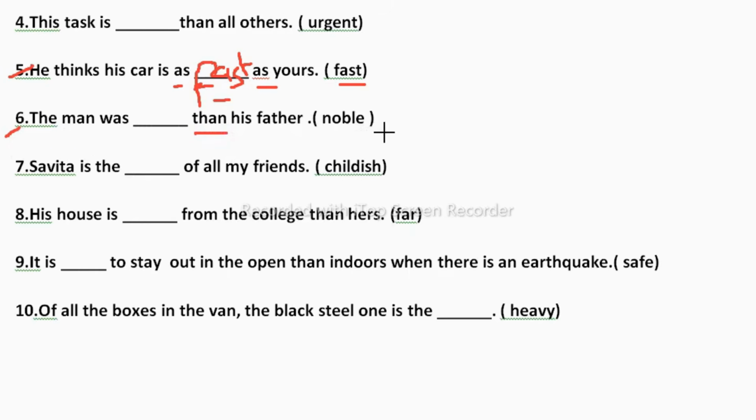In the last video, degree of comparison, I taught you how to make comparative and superlative degrees. So noble is there, E is already there. Simply we have to add R here to make it comparative. So here: nobler than his father.